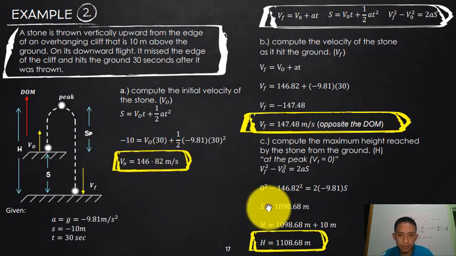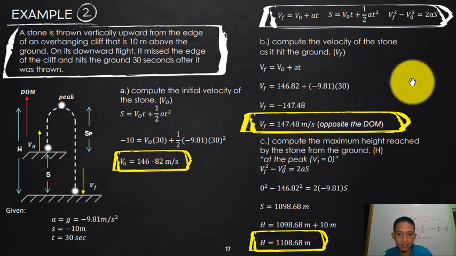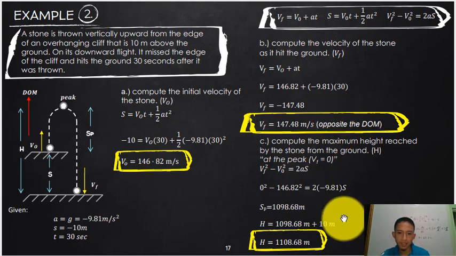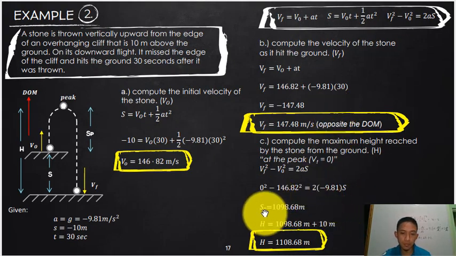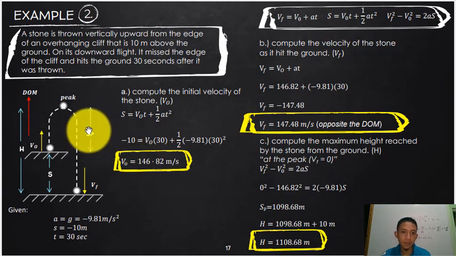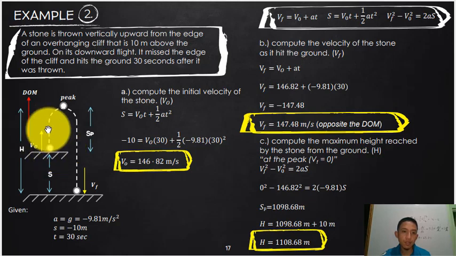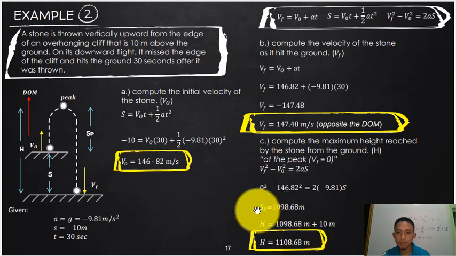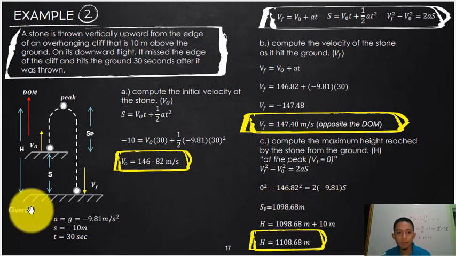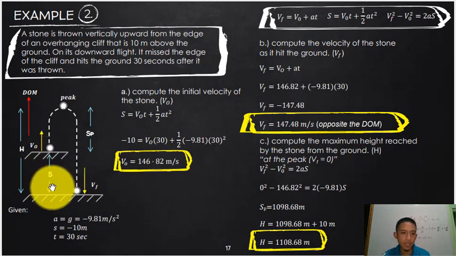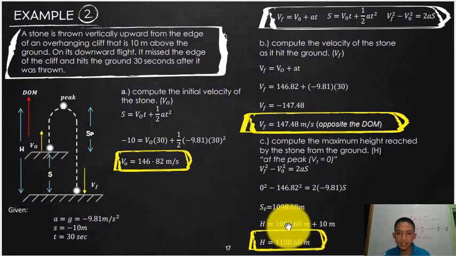Sorry, let me change that one so that you will not be confused. I just changed that to S sub P in our figure. It means that is the displacement from your cliff to the peak. That's why I put there sub P. So S sub P is the distance only from the cliff to the peak, which is 1098.68. But we are referring to the height of the peak from the ground. So add your 10, which is the height of your cliff. So plus 10, that is your height.